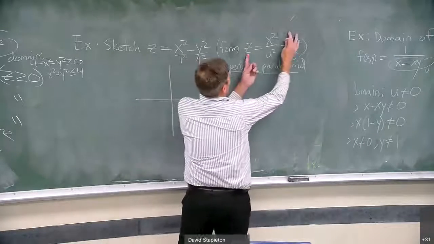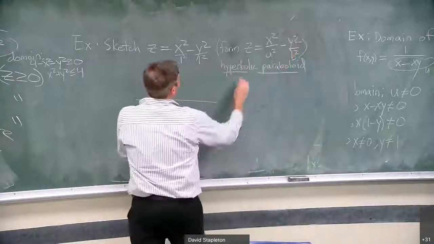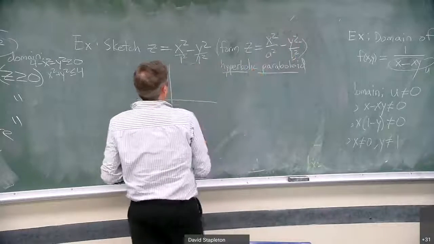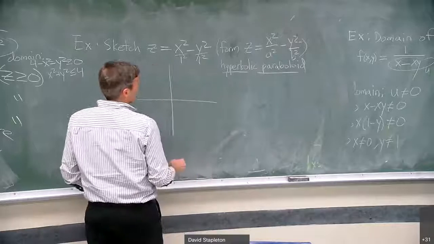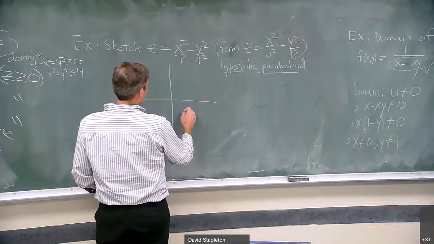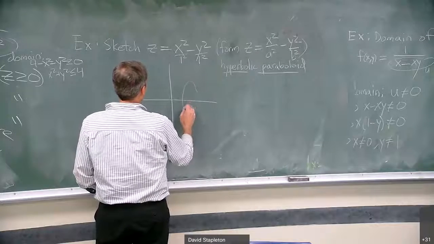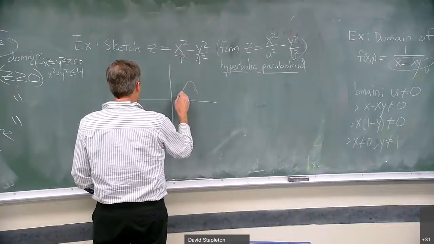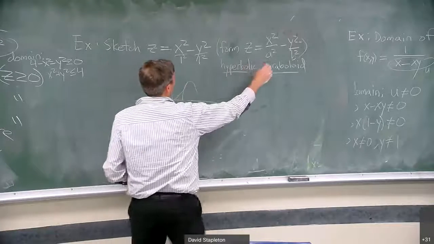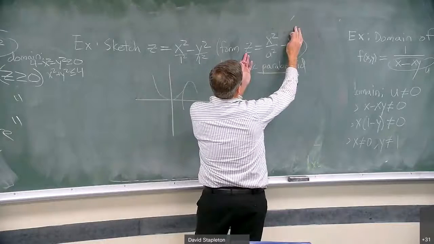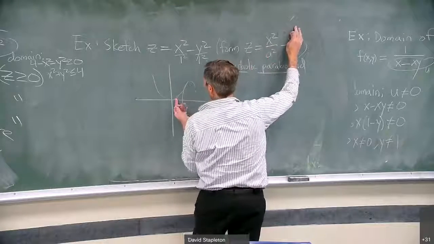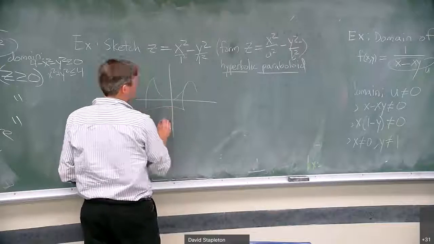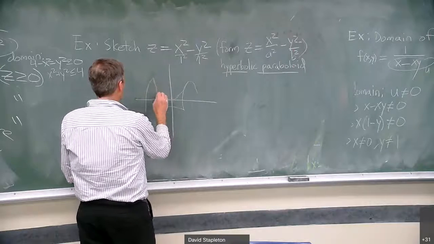In the xz plane, I sketch parabolas upward. In the yz plane, I sketch parabolas downward because there's a negative here. So it looks like this. And then in the xz plane, it looks like this, and it comes down through the origin, right? If you put y equals 0 in the xz plane, you get z equals x squared over a squared. It's a parabola through the origin. And it's like this. Remember, the hyperbolic paraboloid is actually the hardest one. It's a saddle.